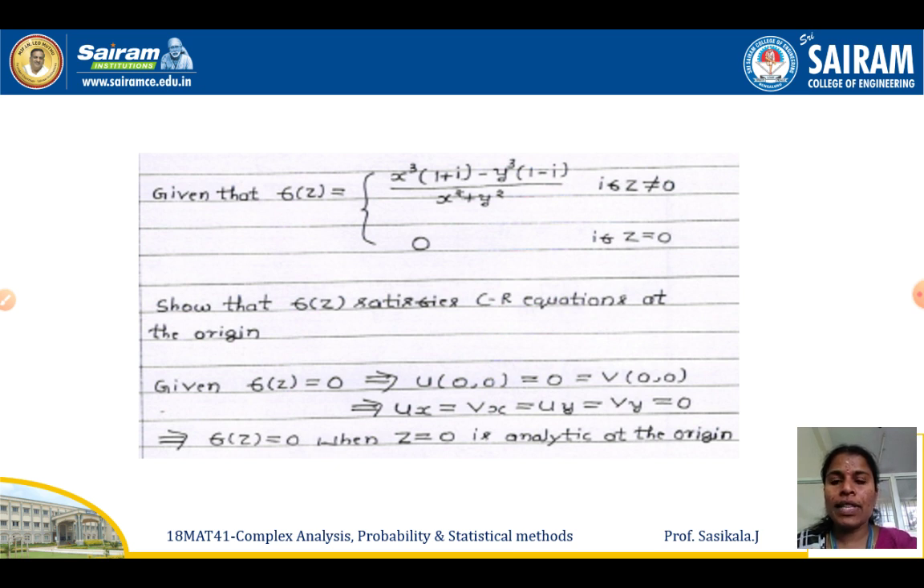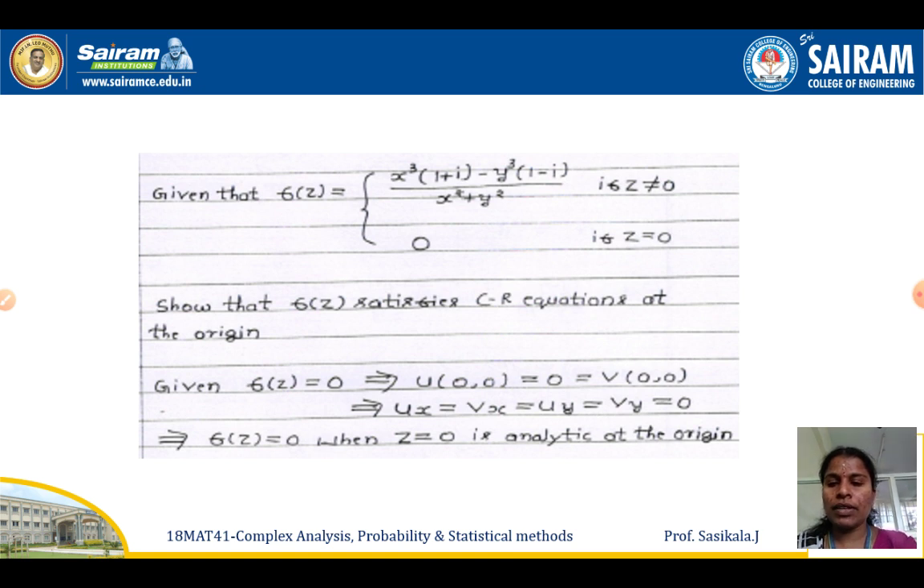The question is given that f of z is equal to (x cube (1 plus i) minus y cube (1 minus i)) by (x square plus y square) if z is not equal to 0, and 0 if z is equal to 0. So the function f of z has been defined: when z is not equal to 0, you have that f of z function. If z is equal to 0, f of z will be 0. And we have to show that f of z satisfies the CR equations at the origin.